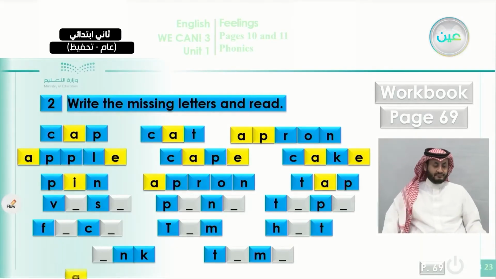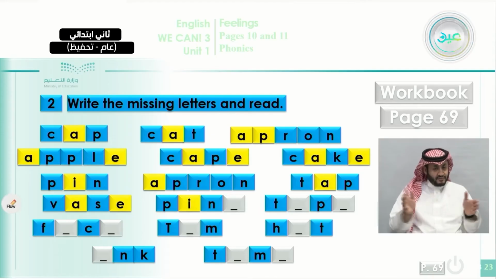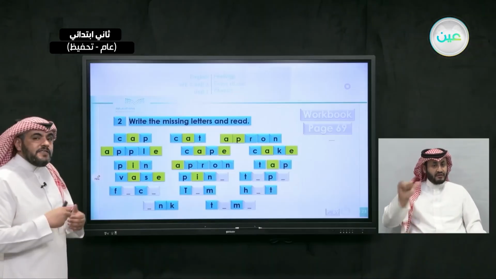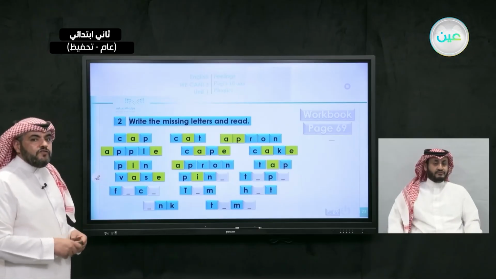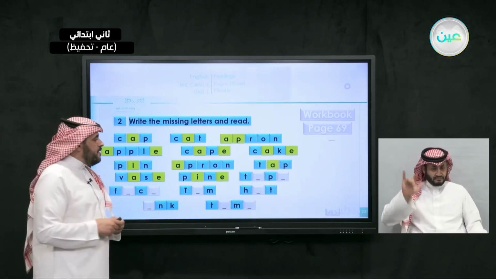And here also we do the same, vase. Because there is an E at the end, we say vase. And here, if there is no E at the end, we say pin. But what happens if there is an E at the end? It is not pronounced as pin. We have to pronounce it as pine. So here there is an E, so we say pine.